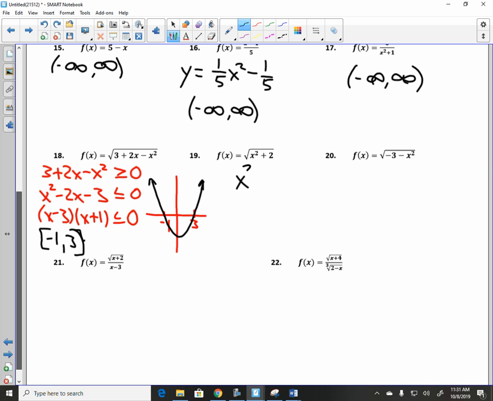Second one's the same thing. x² + 2 ≥ 0. But that doesn't factor, does it? I wish I knew what the graph looked like. Parabola shifted up 2 units. The question is, where is it above the x-axis? All the time.